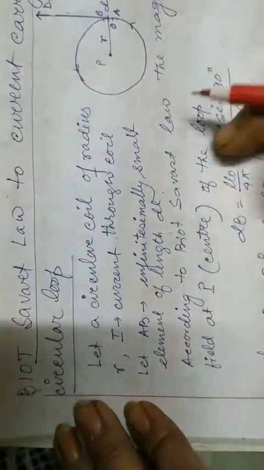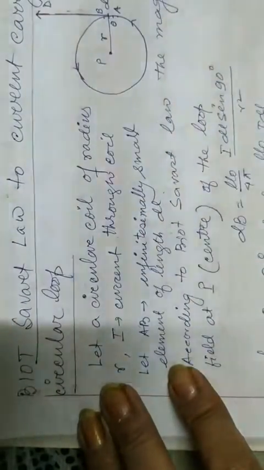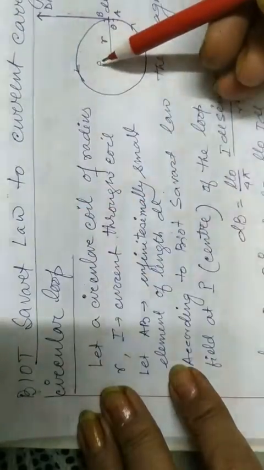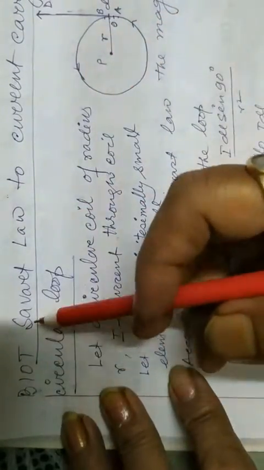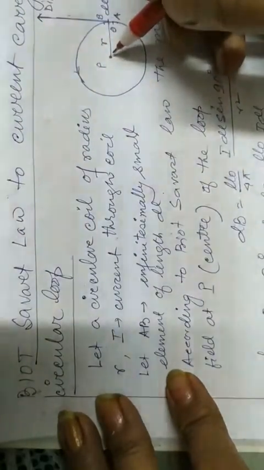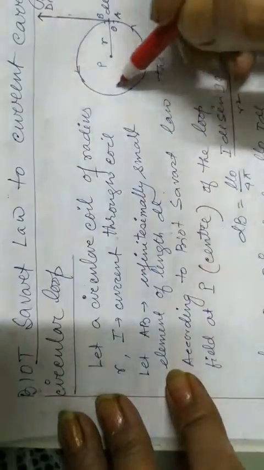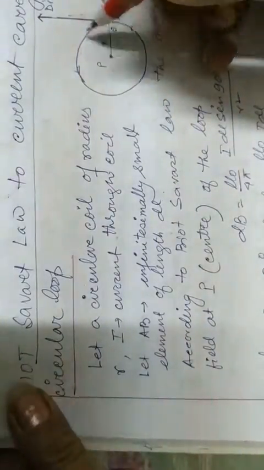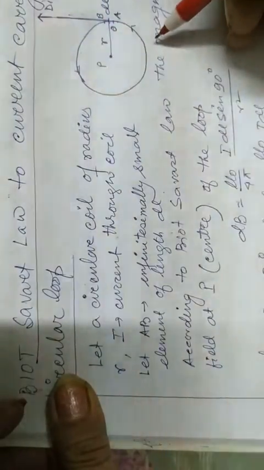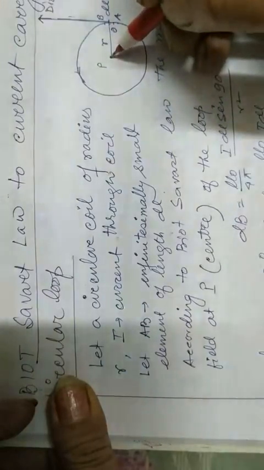So today we will discuss some applications of Biot-Savart's law. By Biot-Savart's law we can find the magnetic field due to a circular current carrying conductor at its center. Here is one circular current carrying conductor, and at its center the magnetic field is to be found.